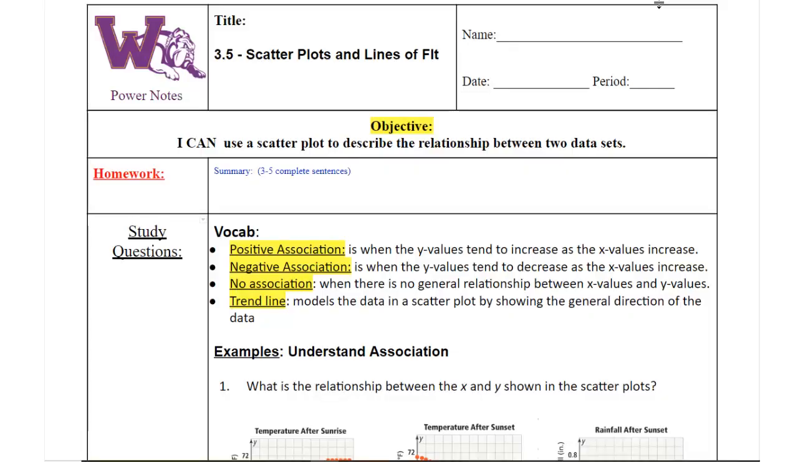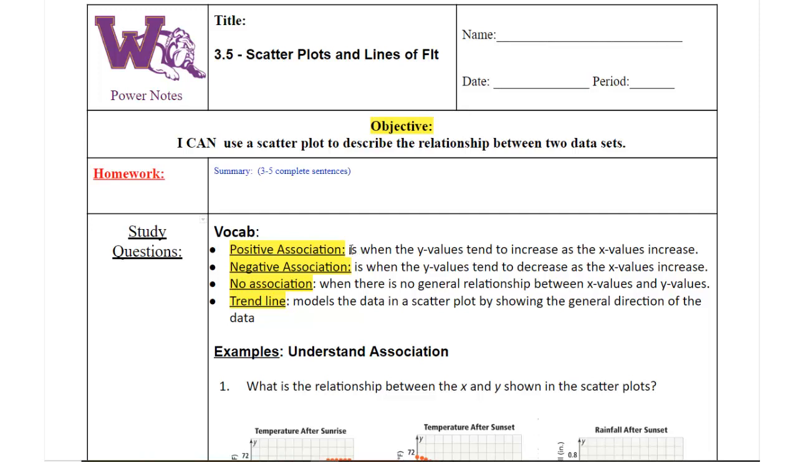Alright guys, let's take a look at 3.5, scatter plots and lines of best fit. What we want to try to develop today, or be able to do, is to describe the relationship in a scatter plot between the X and the Y, the two data sets. Some new vocabulary that we're probably unfamiliar with: positive, negative, and no association. What we're looking to do is understand how one variable changes as the other changes.